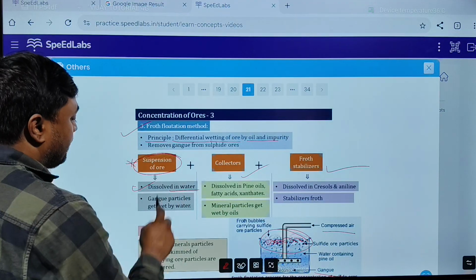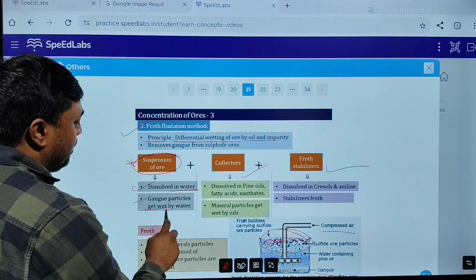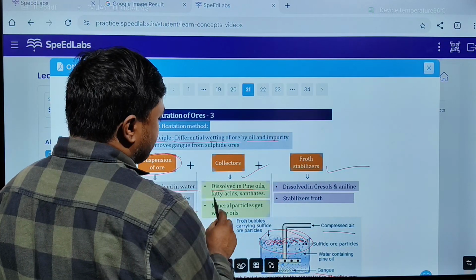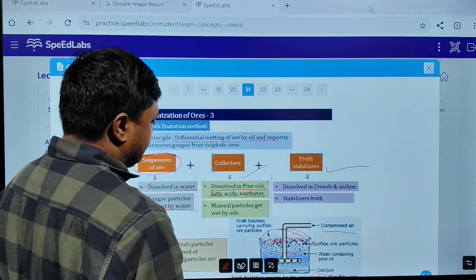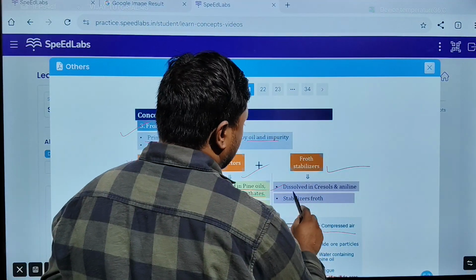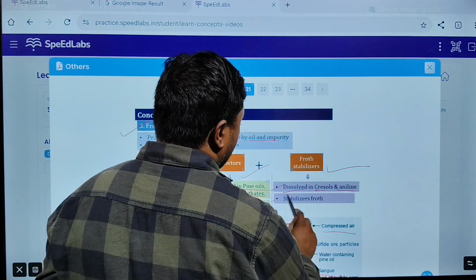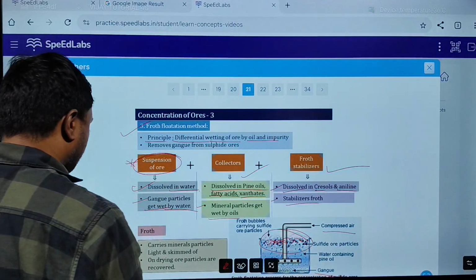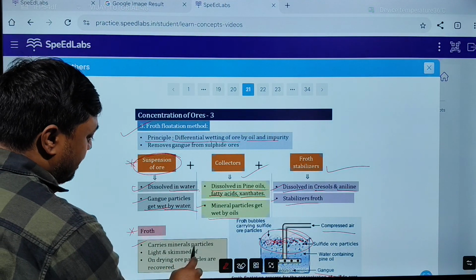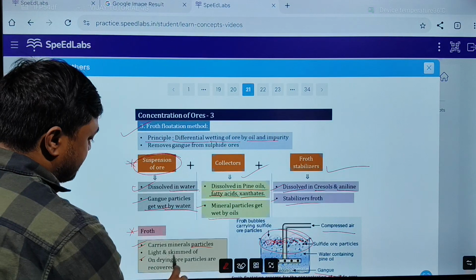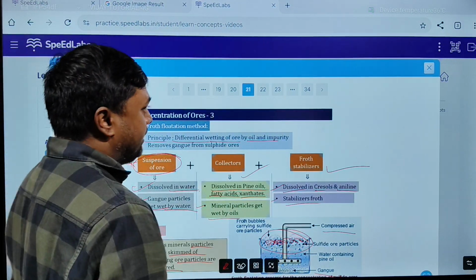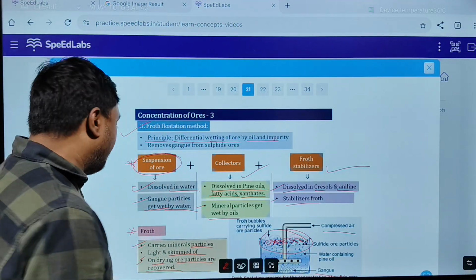The gangue particles get wetted by the water only. Collectors dissolved in pine oils, fatty acids or xanthates: the mineral particles get wetted by the oils. Froth stabilizers dissolved in cresol and aniline stabilize the froth, so you have to remember that. The froth carries the mineral particles only, which are lighter, and is skimmed off. On drying, the ore particles are recovered. In this way we are separating the sulfide ores.